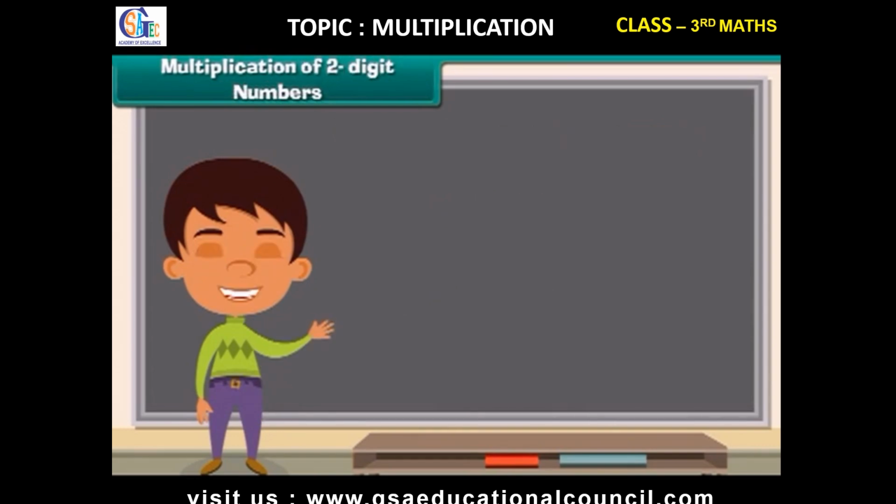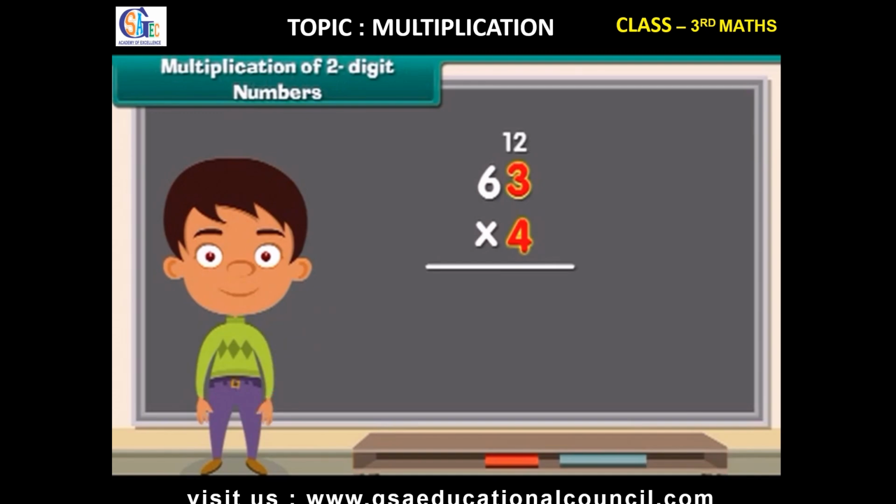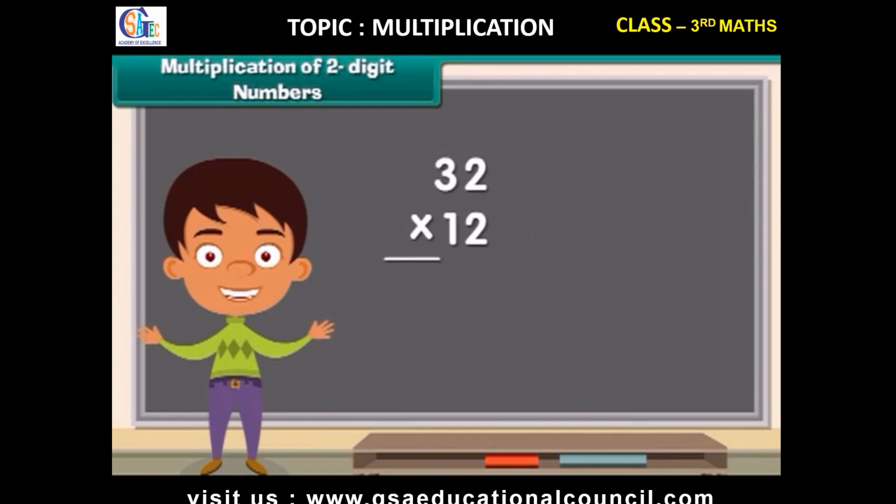Multiplication of two-digit numbers. Let us now learn to multiply two-digit numbers. Let us multiply 63 by 4. Firstly, multiply 3 by 4. 4 into 3 is equal to 12. Place 2 under the line at the 1's place. Write 1 above 6 at the 10's place. Then multiply 6 by 4 and add 1 above 6. 4 into 6 plus 1 is equal to 25. Place 25 below the line. Answer is 252.